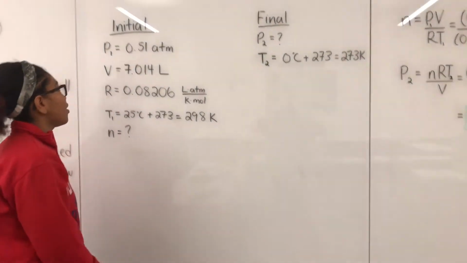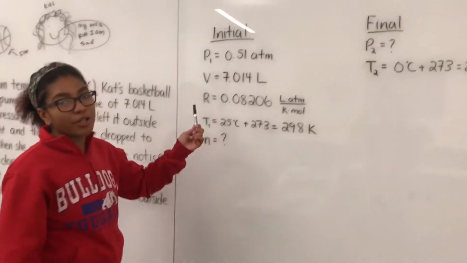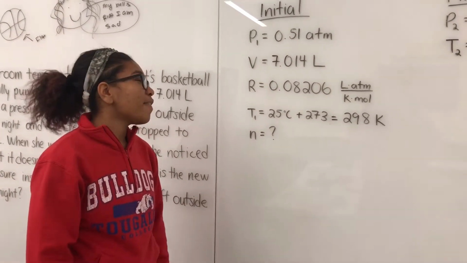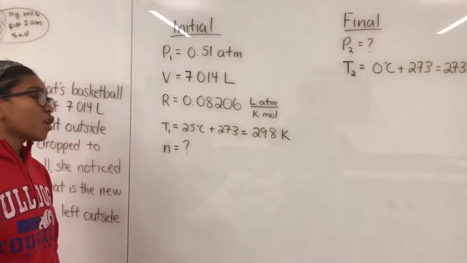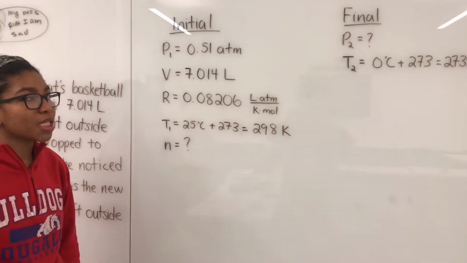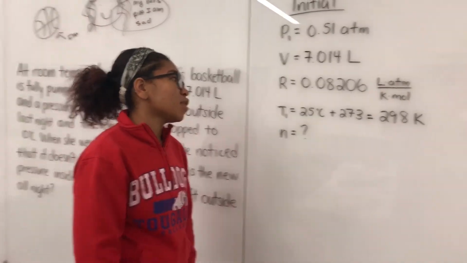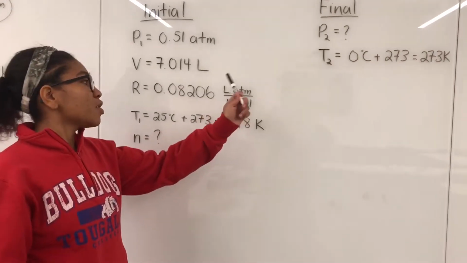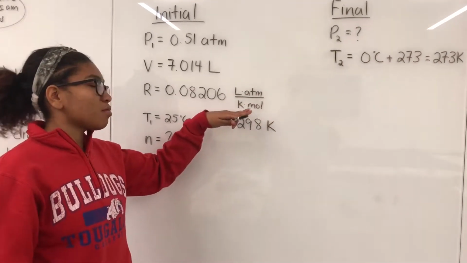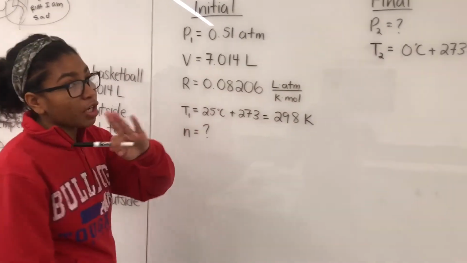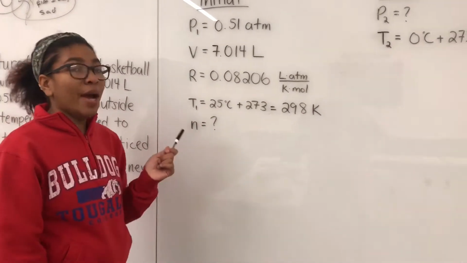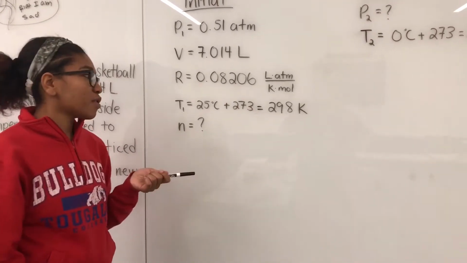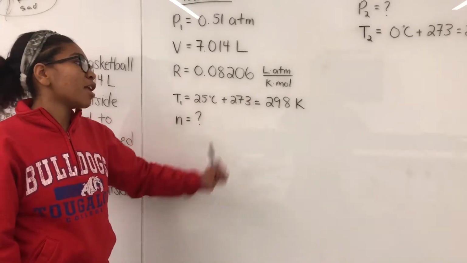Ready. Okay, so here's what we already know. You have your initial pressure, which is 0.51 atm. You have your volume, which is going to stay constant, and that is 7.014 liters. You have your gas constant, which stays constant, 0.08206, and the units for this are liter atmospheres over Kelvin mole, so don't forget your units. And then you have your initial temperature, when your ball was inside, which was 25 degrees Celsius, and to convert it to Kelvin, you need to add 273.